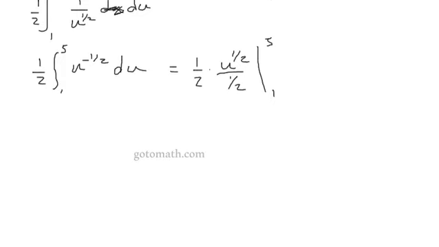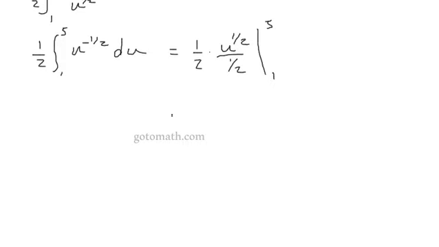I start getting in a hurry and my handwriting starts getting worse. So we have a half, and then we have a half down here, so that's going to disappear. So I'm rewriting this one more time. So this is going to be a whole lot better than the last problem we did. And this becomes 5 raised to the half minus 1 raised to the half.